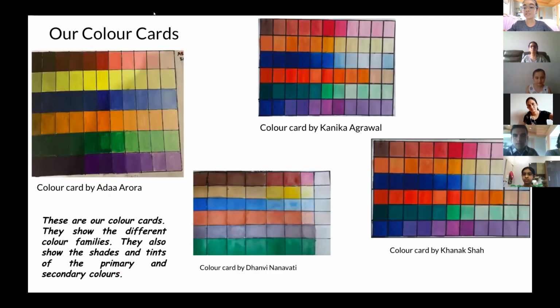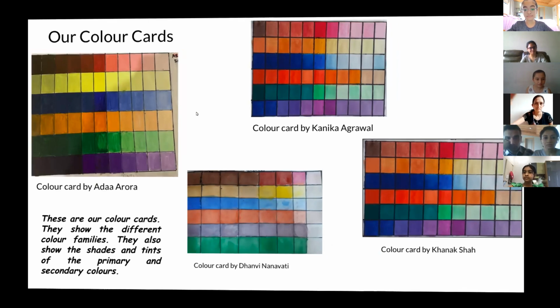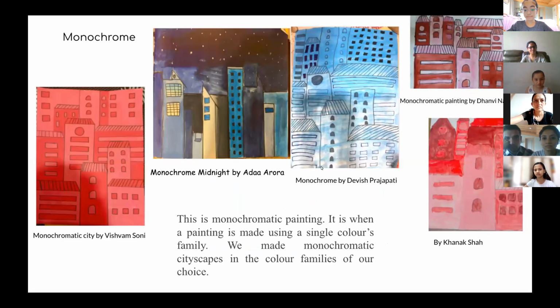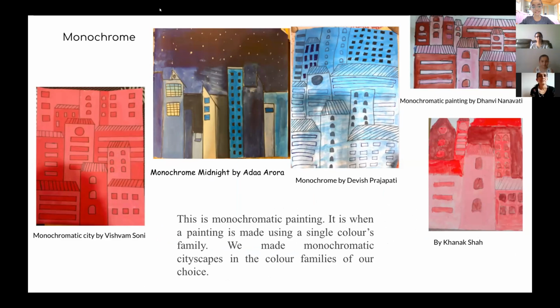Ma'am, since Devish is not here, I will be doing his part. These are our color cards. They show the different color families. They also show the shades and tints of the primary and the secondary colors. This is monochromatic painting. It is when a painting is made using a single color family. We made monochromatic cityscapes in the color families of art.